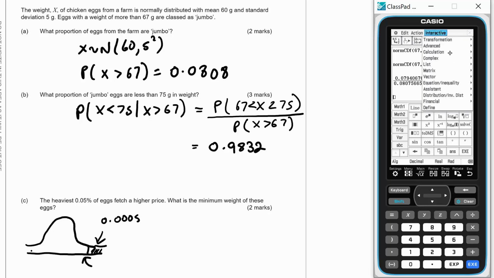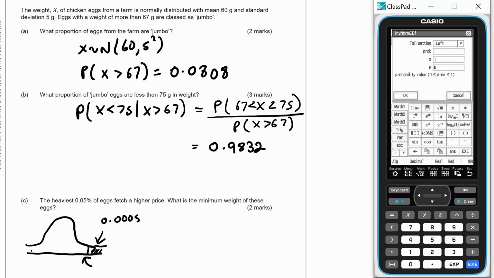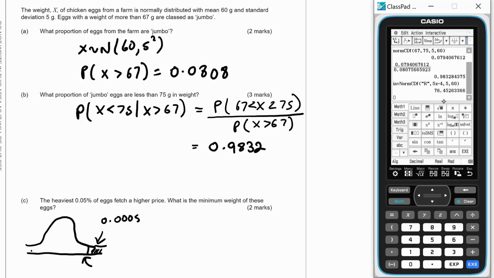So that's an inverse normal. So we go inverse normal, and our tail is to the right, and it's 0.0005 with sigma equal to 5 and mu equal to 60. And that gives me 76.45 grams.